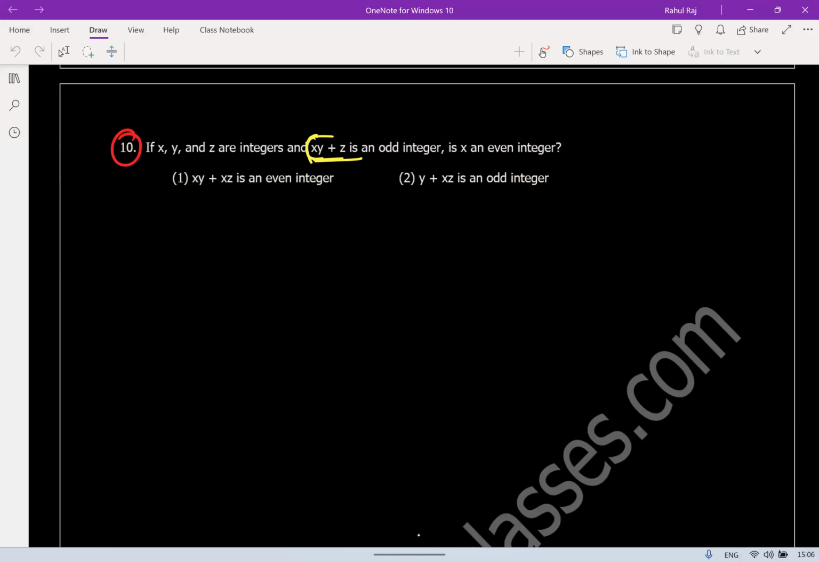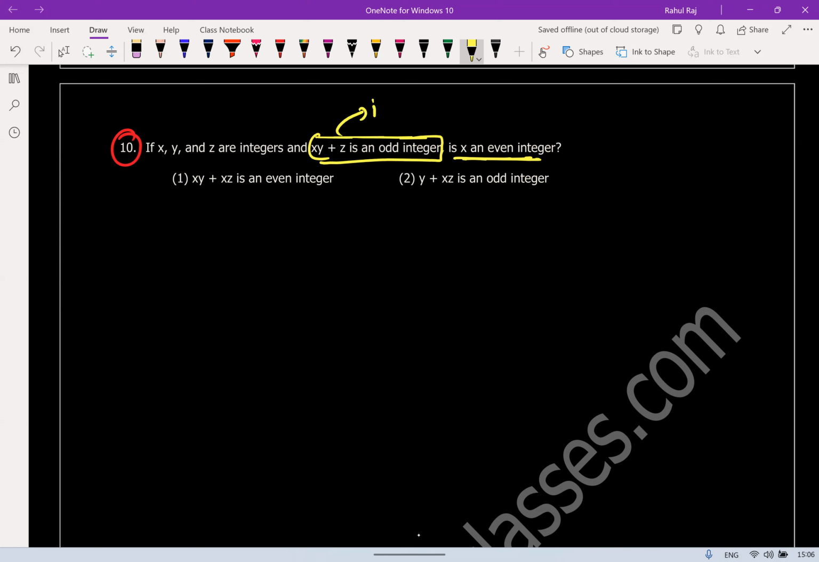So this is not a direct question, guys. The question says: is x an even integer? Now there's a bit of information given to you: xy plus z is an odd integer. First of all, please understand one thing. If you try normal numbers, the question might seem very easy to you. The beauty about GMAT questions is that a question might seem very easy, but trust me, it's one of the toughest types of question you can have in the exam. This is the whole trap they have made for you: they have given you xy plus z is an odd integer, and then they're asking you, is x an even integer? Now statement number 1 says that xy plus xz is an even integer.